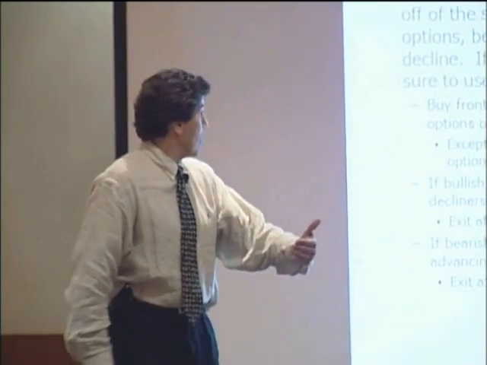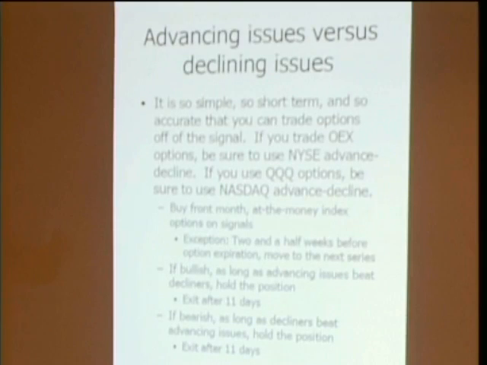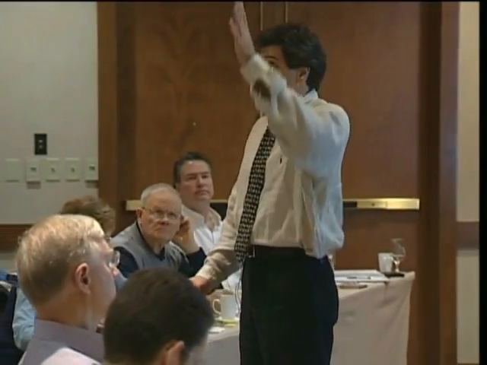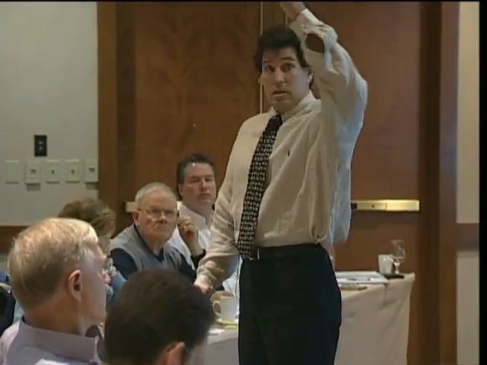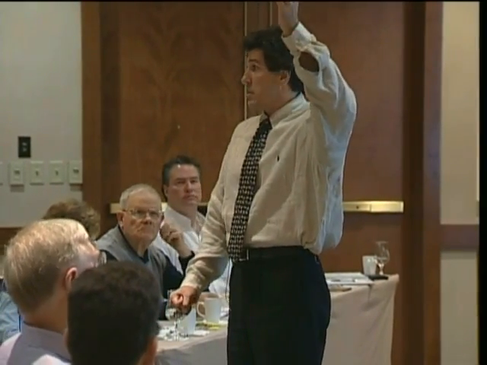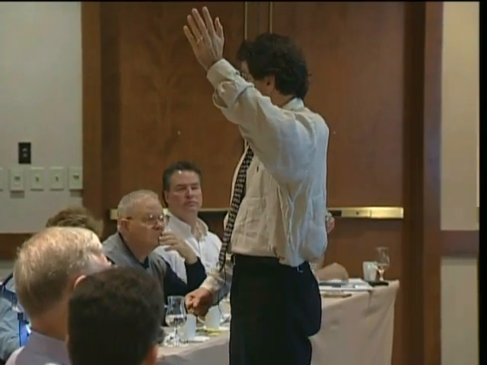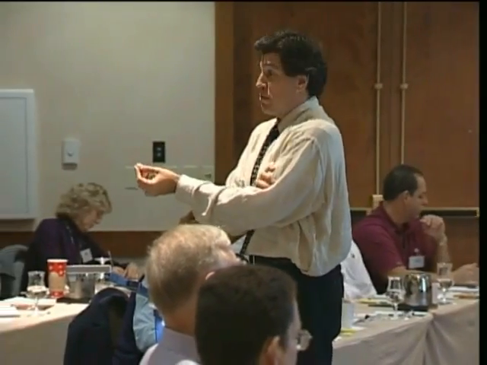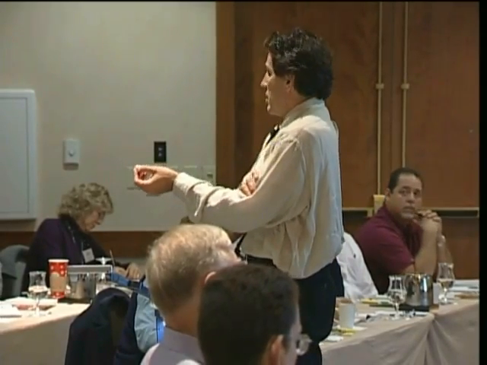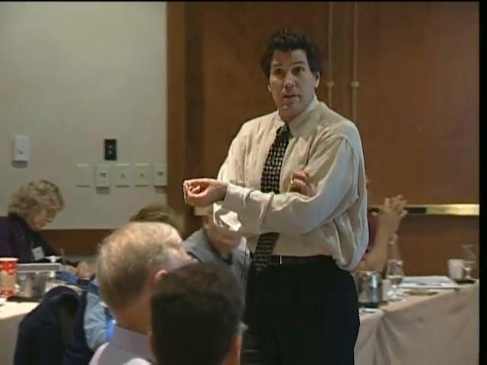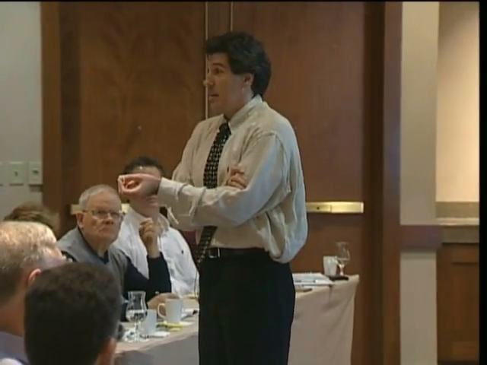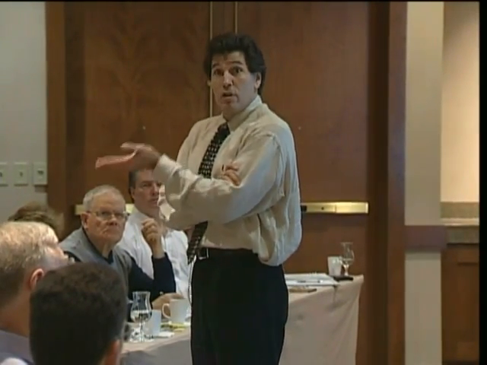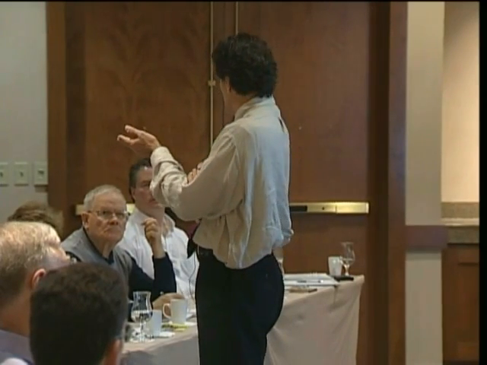Buy an at-the-money front-month option. At the money, what does that mean? Remember that? What does that mean? Anybody want to take a shot? The stock price closest to the strike price, or the strike price closest to the stock price. So if the QQQ is right around 39 right now, what would our strike price be? Actually, it's 39. Because the QQQ, those options are in $1 increments.